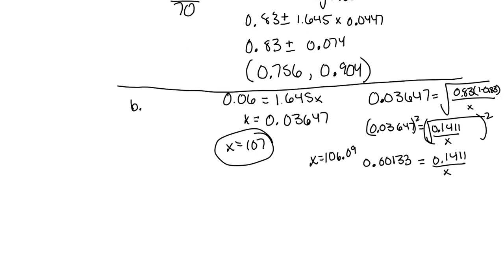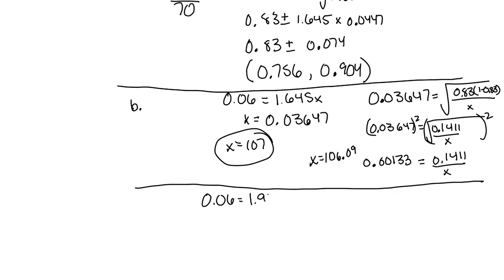Then it says C, find the sample size needed for a 95% confidence interval to specify the proportion. Okay. All right. So then I have 0.06 equals, for a 95% confidence interval, it's 1.96 times x. So that's 0.06 divided by 1.96, x equals 0.0306. Then I have 0.0306, and I'm going to end up squaring that.